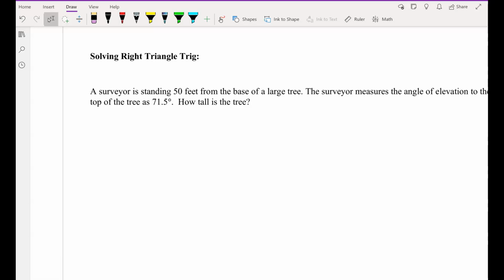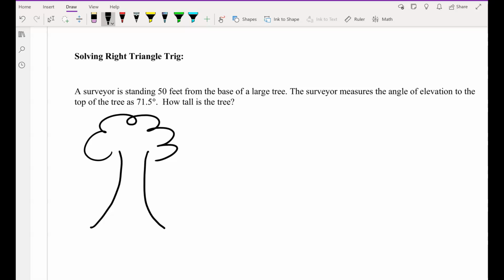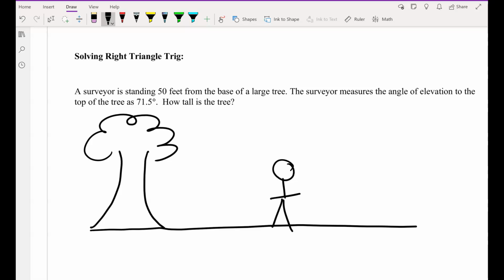And this surveyor is standing 50 feet from the base of a large tree, and they measure the angle of elevation to the top of the tree as 71.5 degrees. How tall is the tree? So first thing I want to do is draw a picture. So I'm going to draw my tree. There's my tree. I'm going to have the ground. Here's my surveyor. And then in red, I'm going to put in the right triangle. We're looking for the top of the tree, which is there. So there's our right triangle.